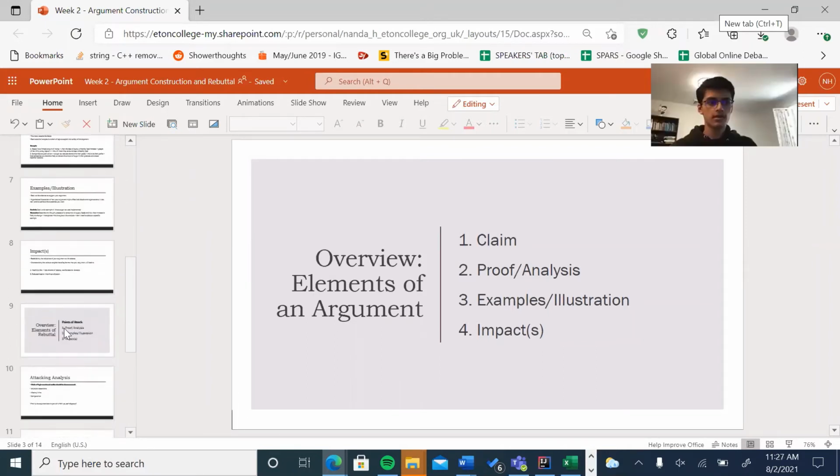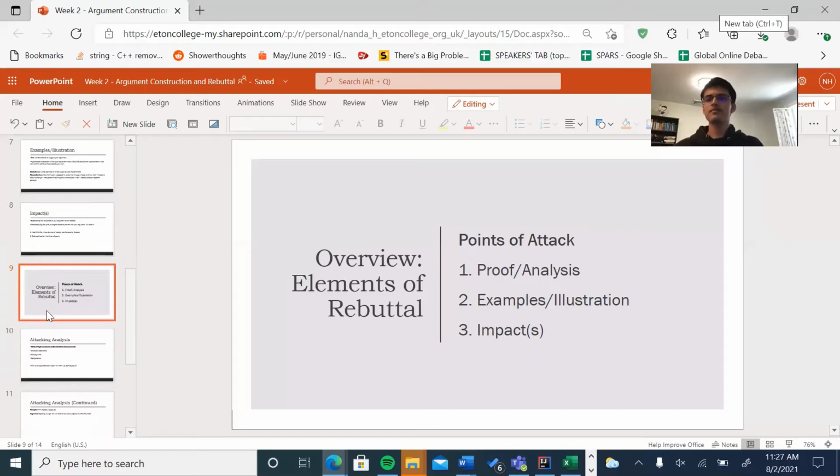All right, if not, then I'll move on to the second thing, which is the elements of rebuttal. Now, just as you constructed arguments using this method of proof and analysis, giving examples and illustrations and impacts, these are the very same things that you should seek to attack when you want to respond to an argument, because those are the cornerstones of what's holding that argument up.